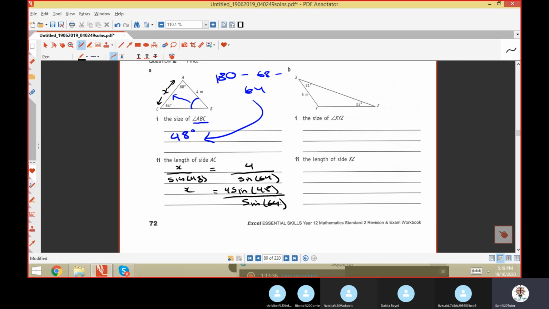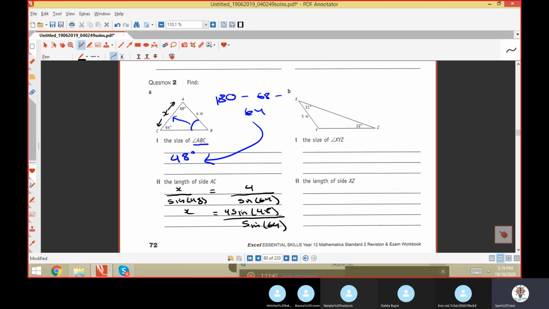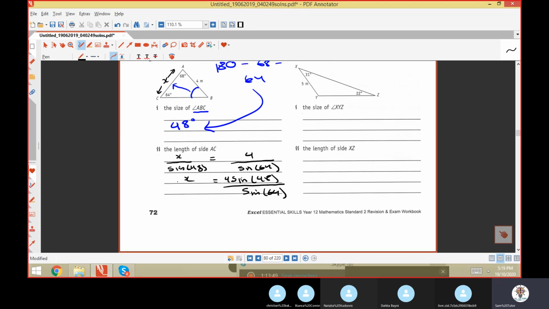Easy peasy. 4 sine 48 over sine 64, and there's actually no restrictions on the condition of the answer, so you just go 3.30, that's enough. Meters. Yeah, just like that. Yeah, good one.